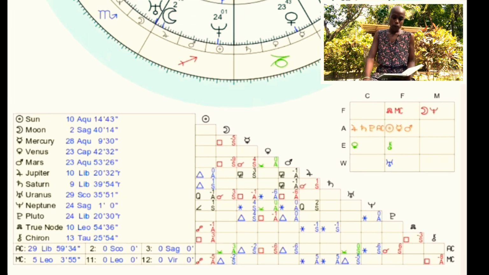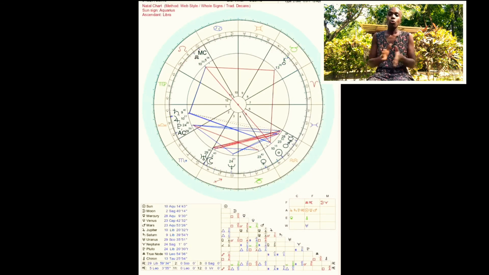All right, so I have Sun in Aquarius. I have Moon in Sagittarius, Mercury in Aquarius, Venus in Capricorn, Mars in Aquarius, Jupiter in Libra, Saturn in Libra, Uranus in Scorpio, Neptune in Sagittarius, Pluto in Libra, North Node in Leo, and Chiron in Taurus. I also have my AC in Libra, and my MC is in Leo. Okay? All right. So that's it for that.